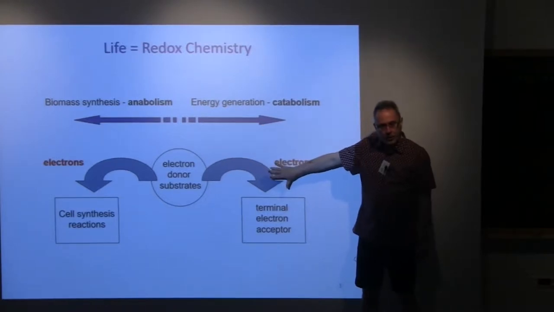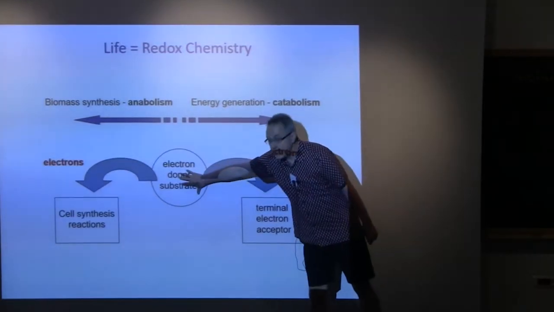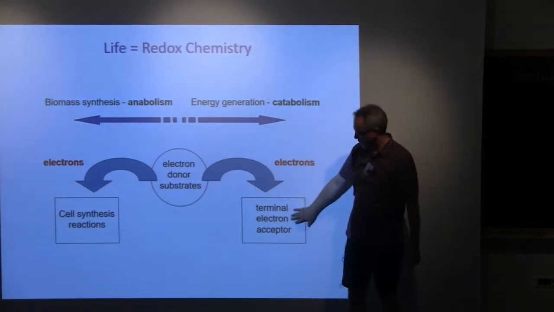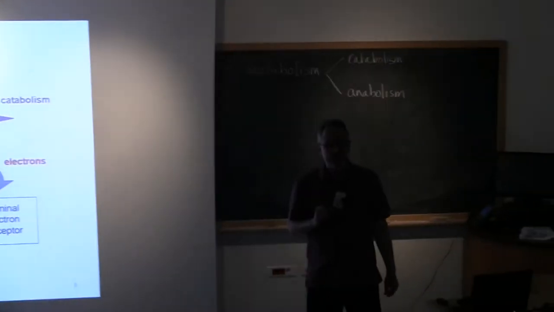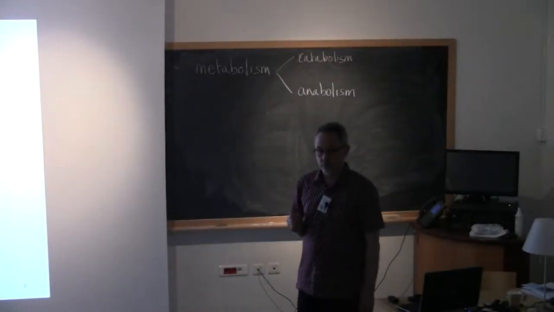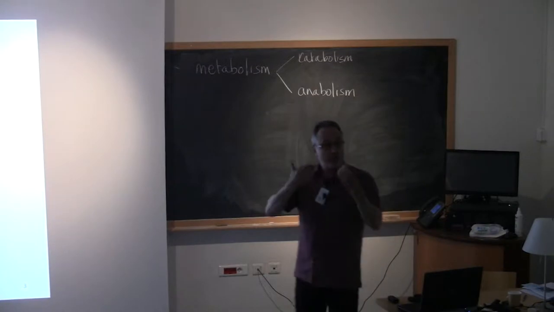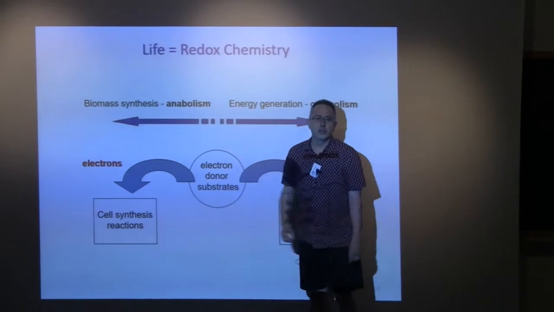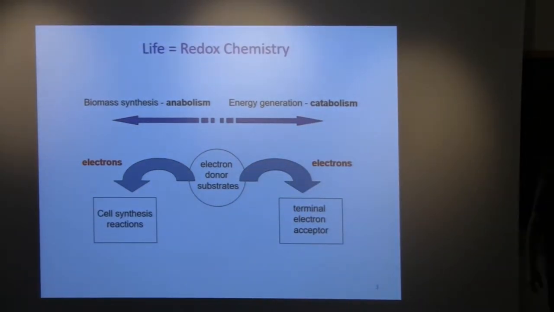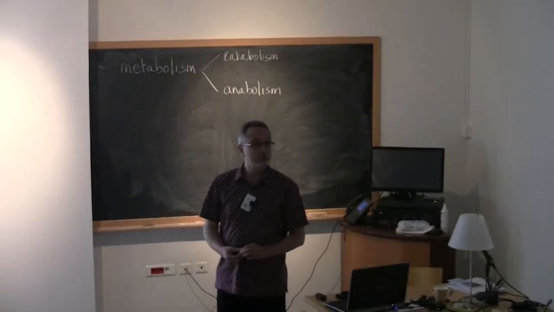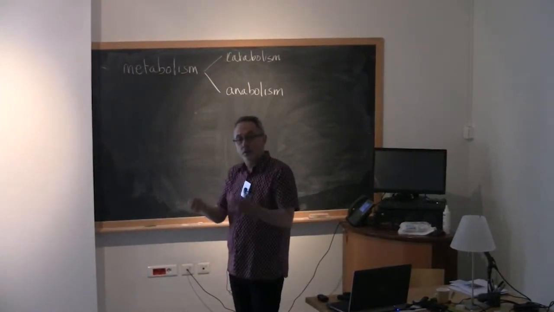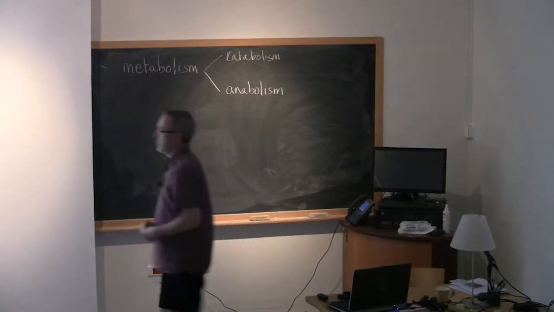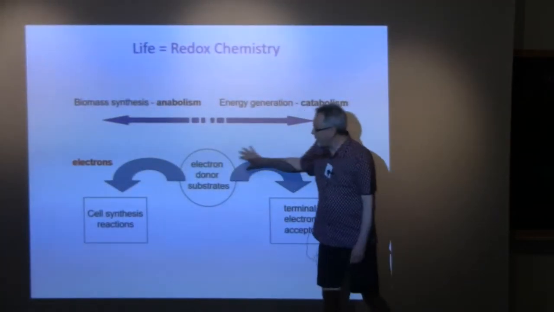All biological energy on Earth is generated by taking electrons from an electron donor and giving it to an electron acceptor. So for instance, what is for us the electron acceptor? Oxygen. So we respire, we use oxygen. So oxygen is our terminal electron acceptor. What are our electron donors? Carbs, for instance, the food that we take in. So these large organic molecules that we eat at lunch, those will be our electron donors, right? So that's how we generate energy.